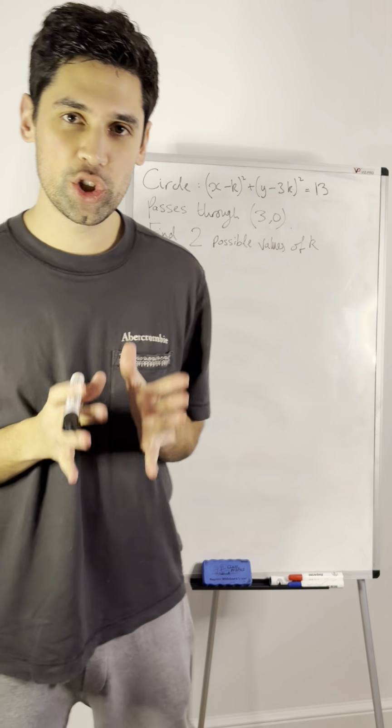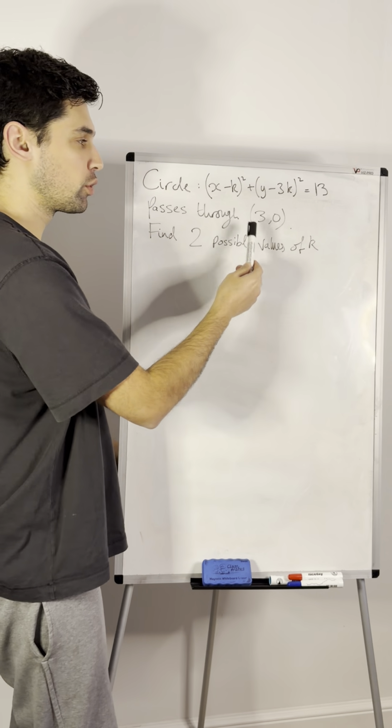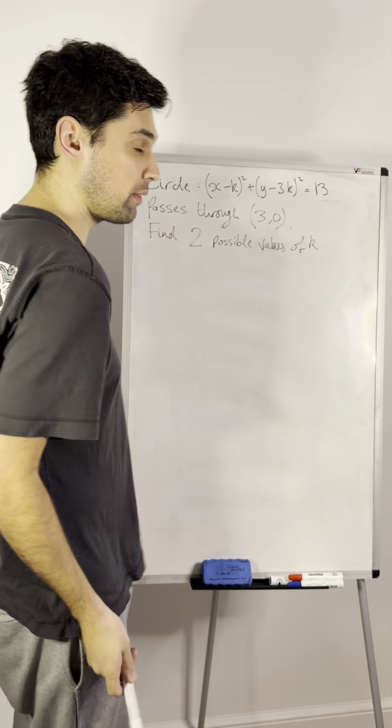Strap yourselves in, we got a juicy question coming up. So the circle passes through the point (3, 0). Find two possible values of k.